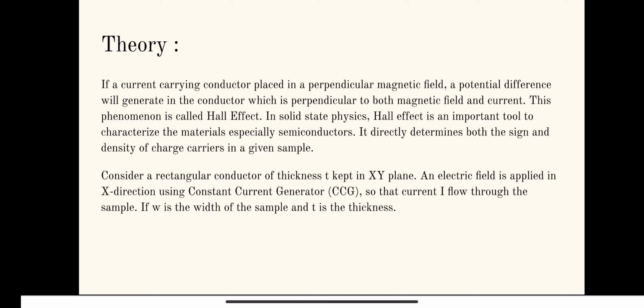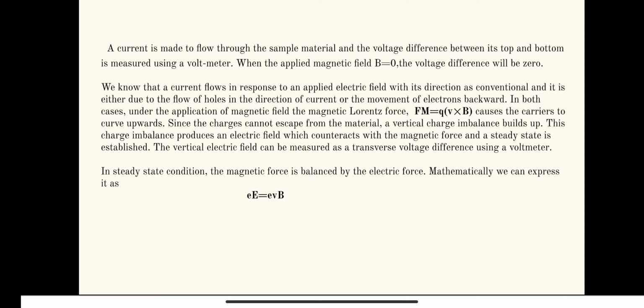Consider a rectangular conductor of thickness T kept in the xy plane. An electric field is applied in the x direction using a constant current generator (CCG), so that current I flows through the sample. If W is the width of the sample and T is the thickness, a current is made to flow through the sample material, and the voltage difference between its top and bottom is measured using a voltmeter. When the applied magnetic field B is equal to 0, the voltage difference will be 0.